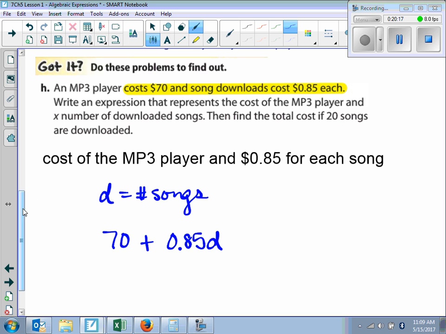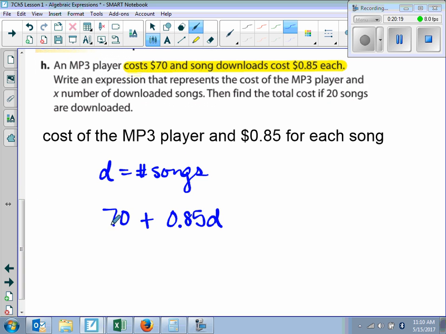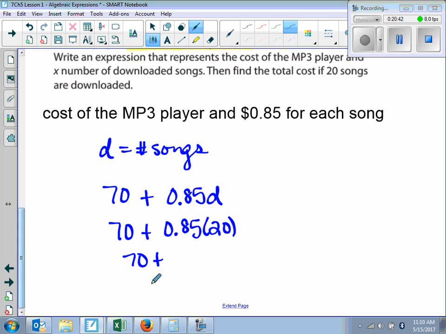So now the final thing says, then find the total cost if 20 songs are downloaded. So now we have our expression. We're going to substitute and simplify. So what goes in for D? Very good. So we have 70 plus 0.85 times 20. So 70, when we simplify, plus 85 cents times 20 gives me 17. So how much is it total is going to be costing? $87. Is everybody clear?